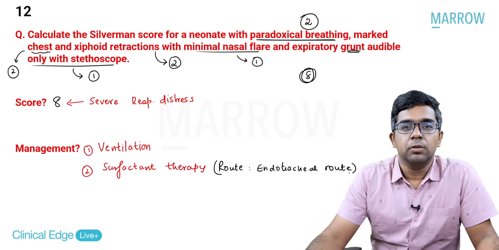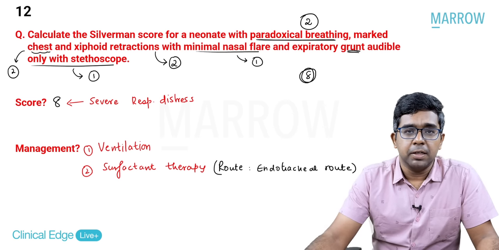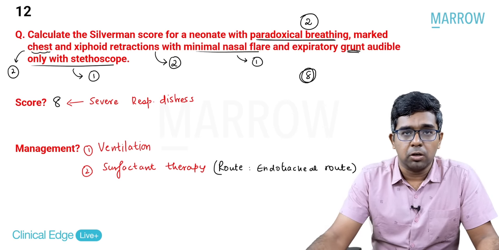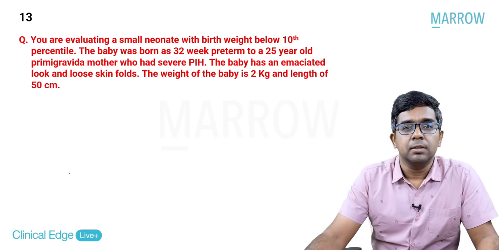Okay, so that will be for this clinical vignette, where we're actually going to do the scoring system in a baby with respiratory distress, assess the severity and manage accordingly. Moving on to clinical vignette number 13.